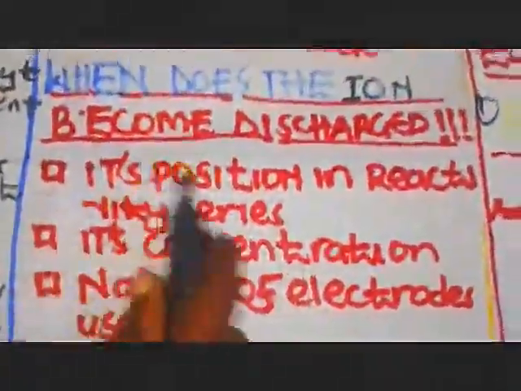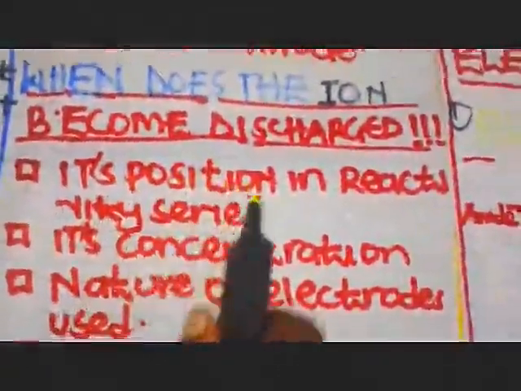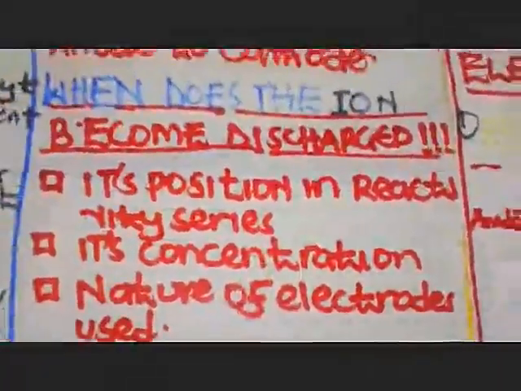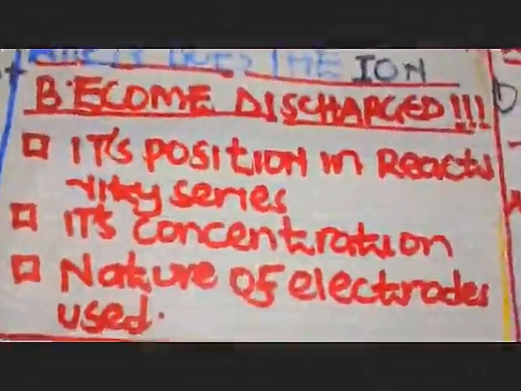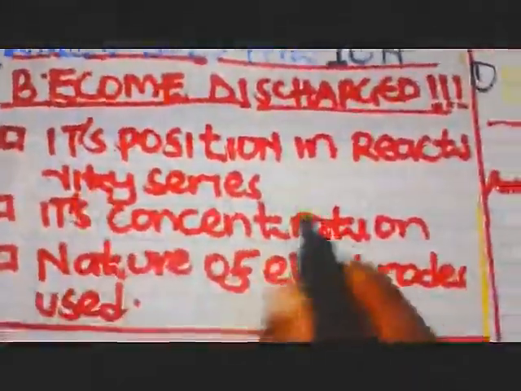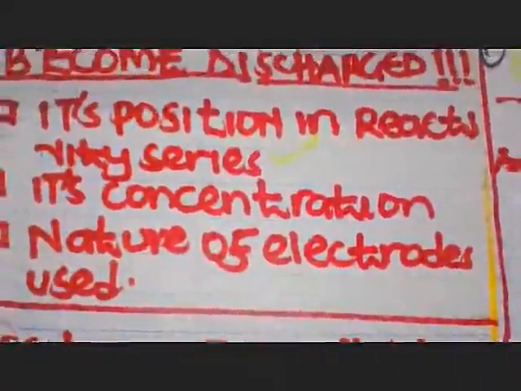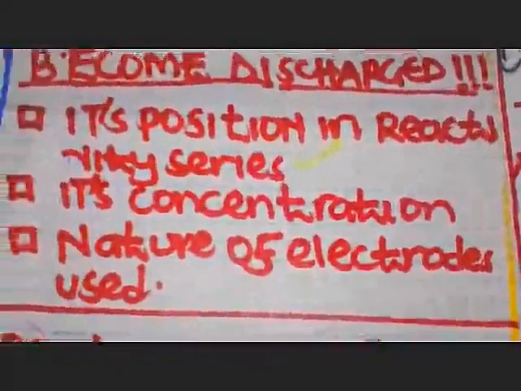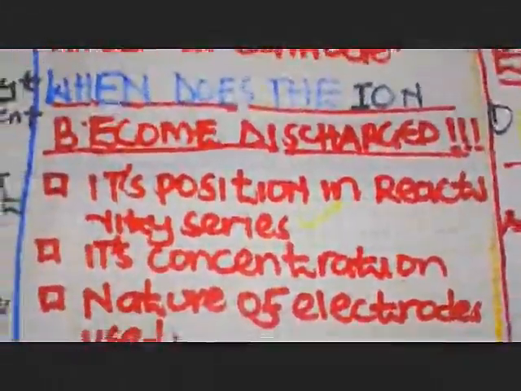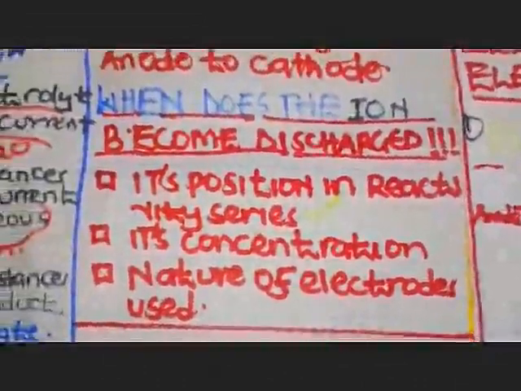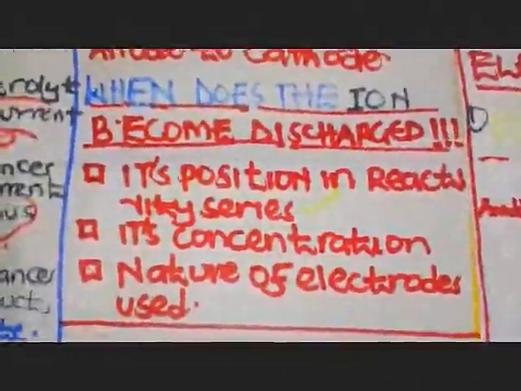Members, we are looking at the factors which can determine the discharge of an ion. One of them is the position of the ion in the reactivity series. If the ion appears lower, the chances of it being discharged are higher. But if it appears higher in the activity series, the chances of being discharged are lower. We can give an example.